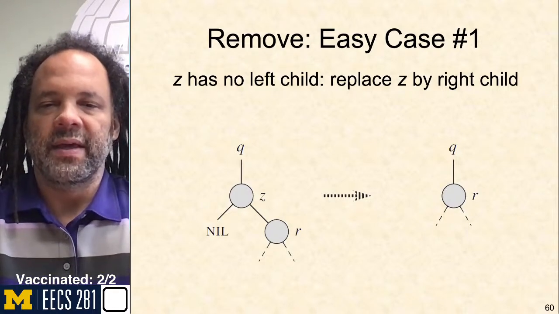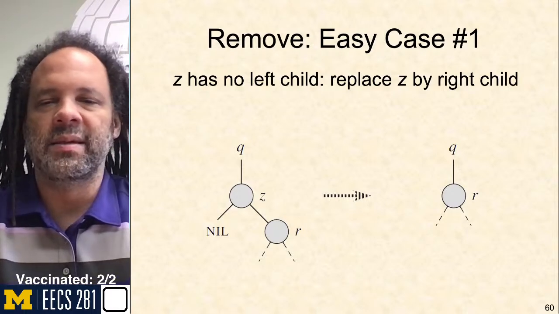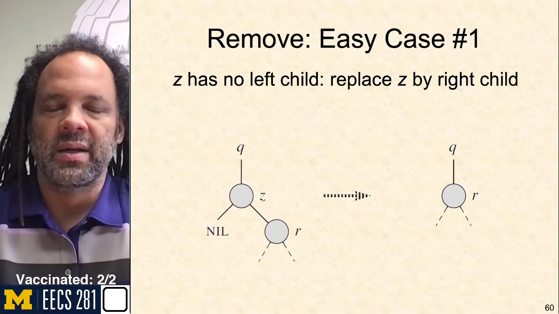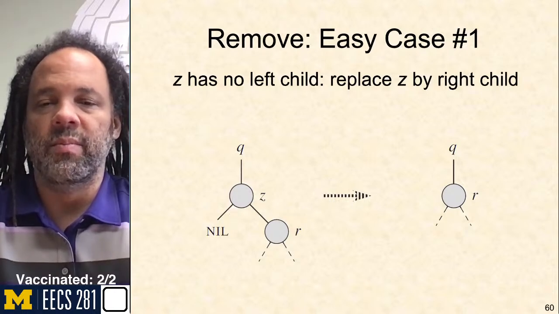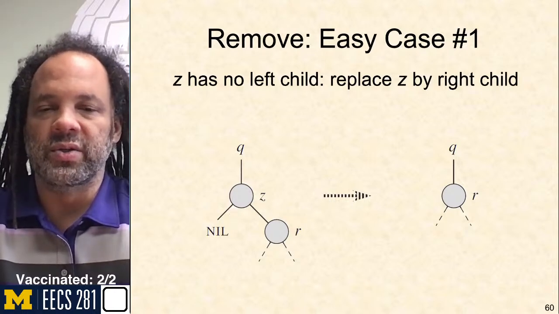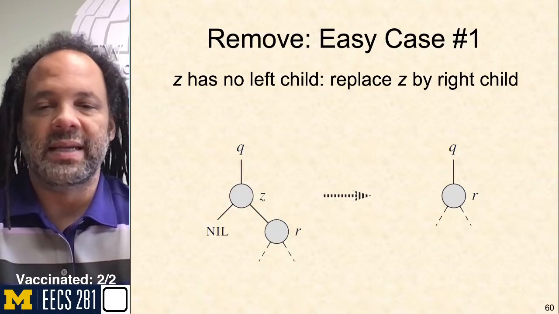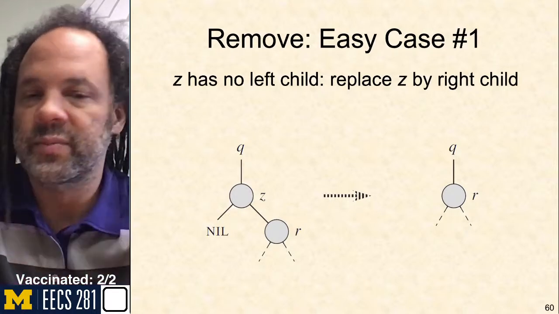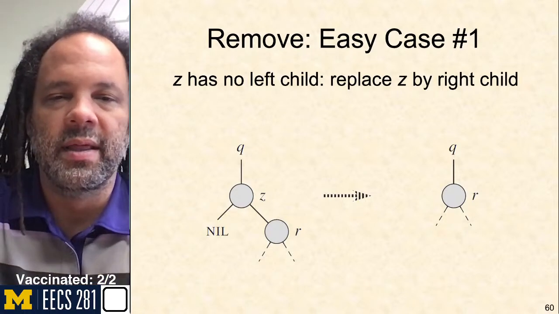But if Q could be pointing at Z when Z has no left child, I can simply remove Z and have Q point at R. So now you see there's just a single pointer manipulation, well, 2 pointer manipulations. We're going to move the Q pointer to Z's child, and then delete Z and set Z's child pointer to null pointer, or clear that thing up. So that's easy. That's the easy case number one.